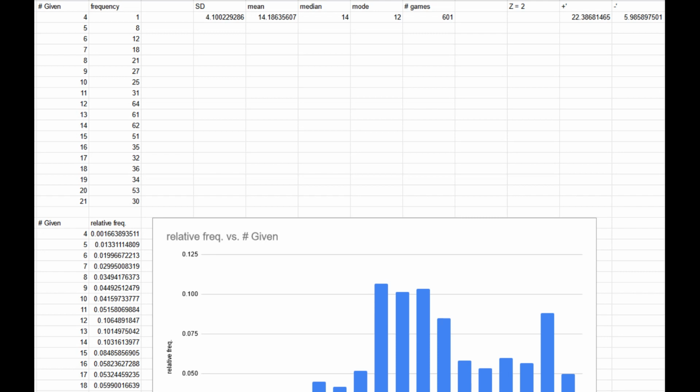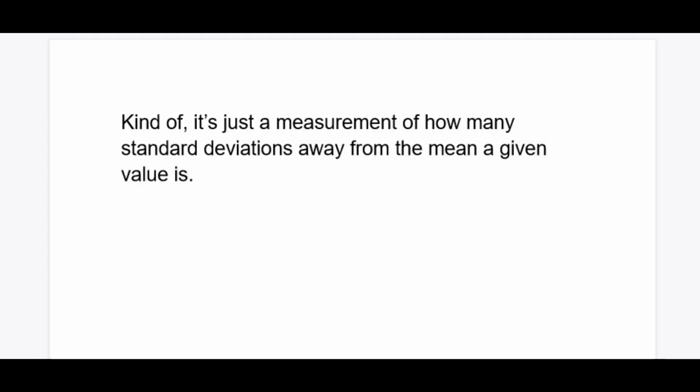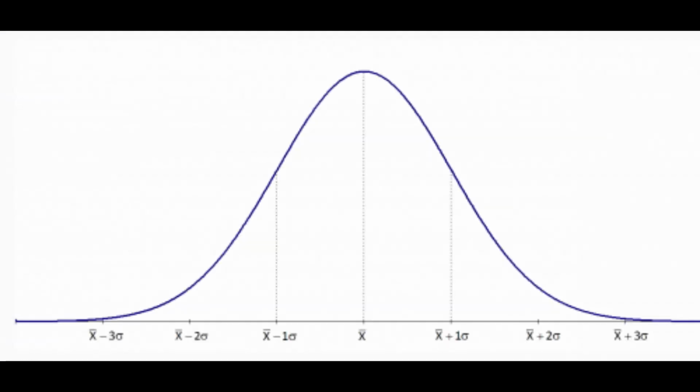SD is just standard deviation. You have the average, median, mode, and z-scores. Z-scores are for calculating outliers. So this is a bell-shaped distribution. So we have data that's more probable to occur than others. If that data is below a certain threshold, we can call it an outlier.